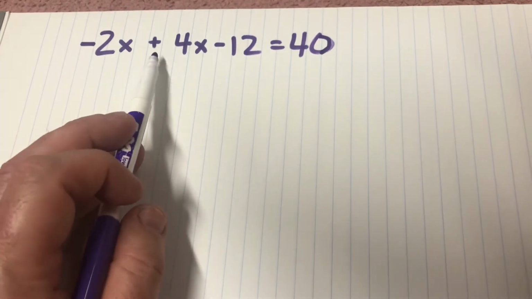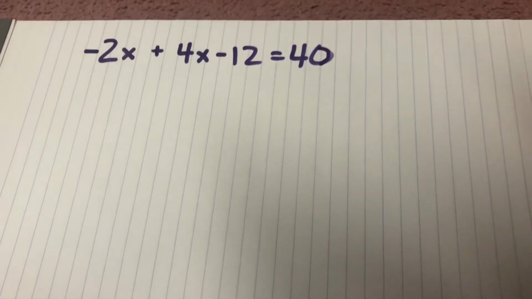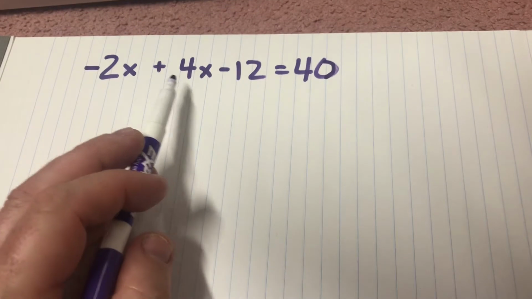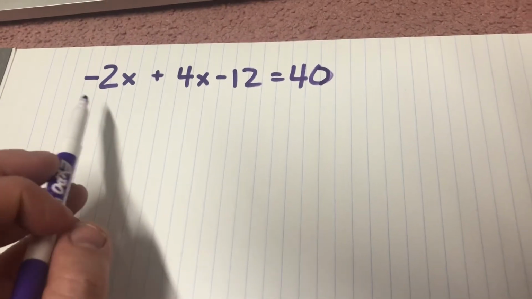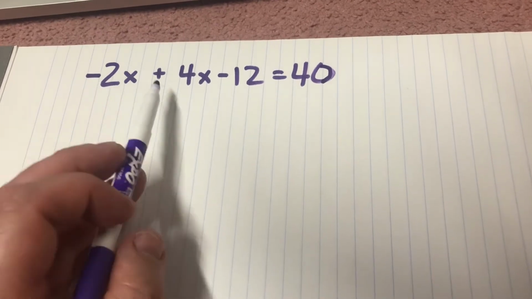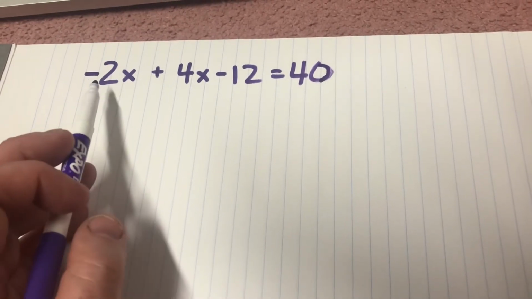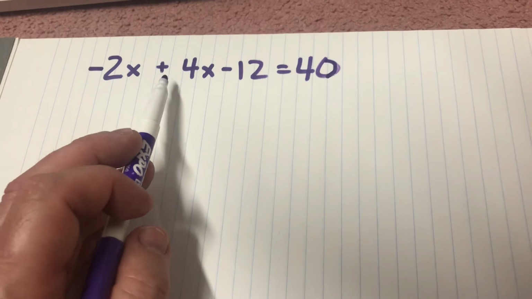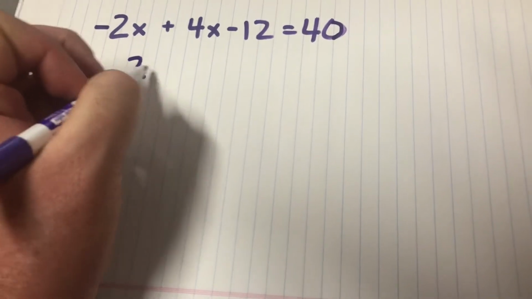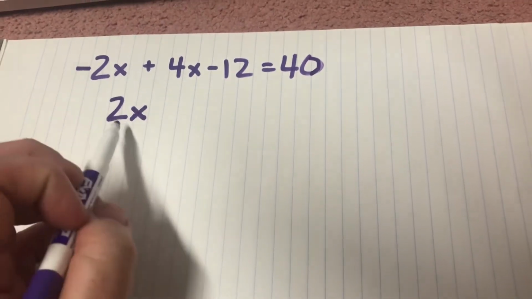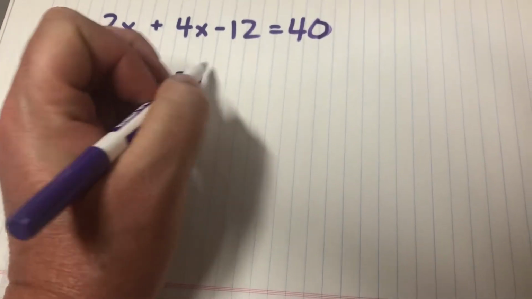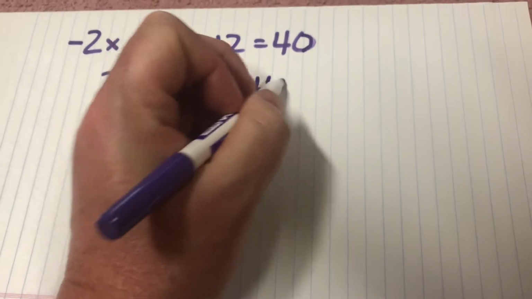Remember that these are not only operational signs, they are also indicators whether the number that immediately follows them is either negative or positive. So I have a negative 2 and a positive 4. When I combine a negative 2 and a positive 4, I get a positive 2. So those combined give me 2x minus 12 equals 40.